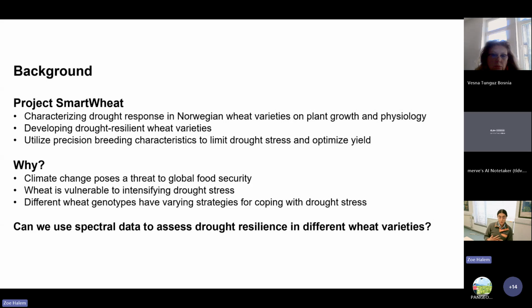So their strategies to maintain photosynthetic activity can vary. Some of them improve their water use efficiency, other ones trigger their photoprotective mechanisms. And we also know that the timing relative to the plant's life cycle, and when that drought event happens, can have a different effect on the plant. And so that leads us to this question of, can we use spectral data to assess drought resilience in different wheat varieties?